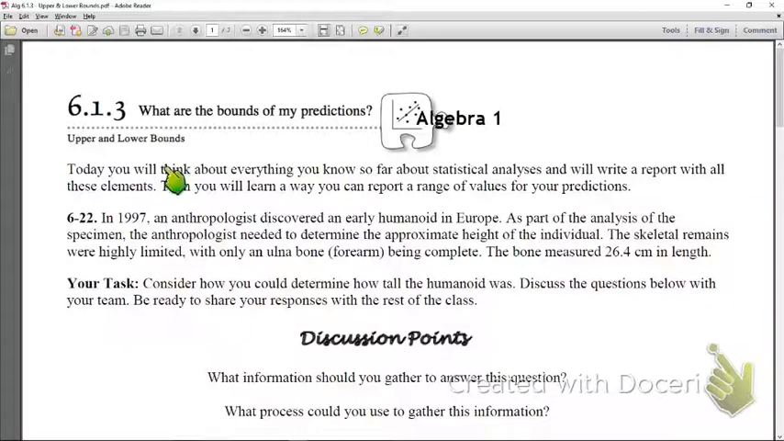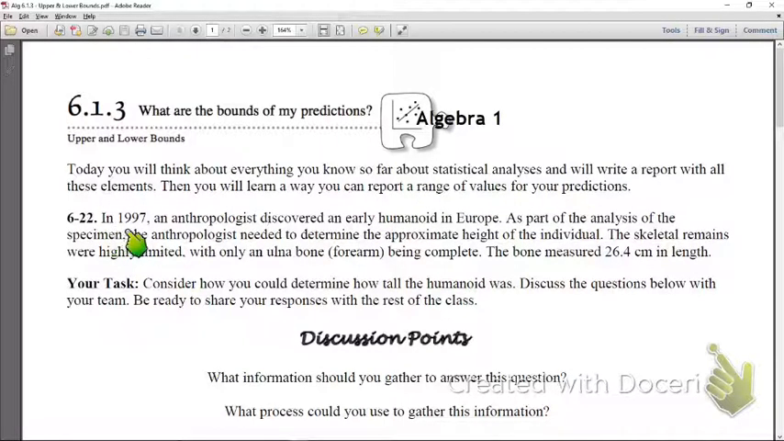Today you're going to think about everything you know so far about statistical analyses, and you're going to write a report with all these elements. By writing a report later, this will turn into a big paragraph. Right now, it's just several sentences. Then you will learn a way you can report a range of values for your predictions.